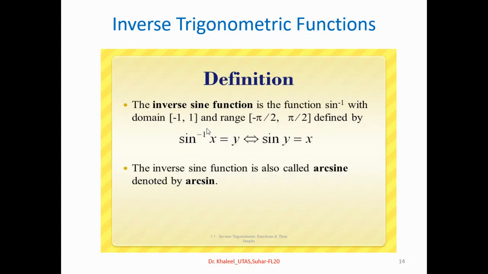Like that, we have 6 trigonometric functions. Correspondingly, we will be having 6 inverse trigonometric functions. And this inverse function can also be called the arc sine function, that is arc sin. This is the short form for that. So either we write y is equal to sine inverse x or y is equal to arc sin x. They are the same.